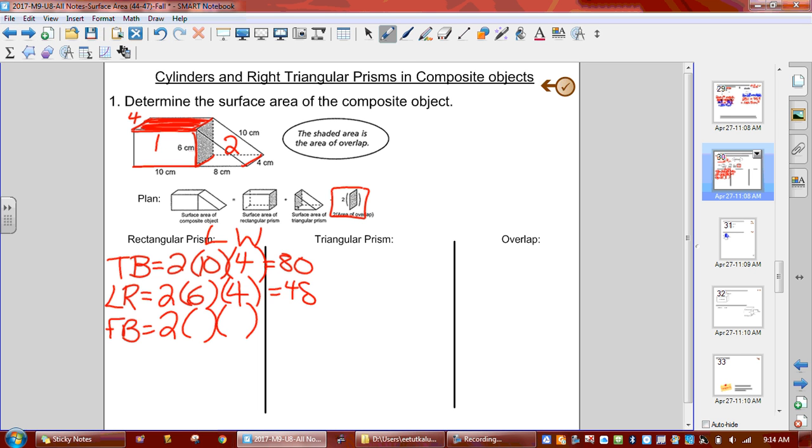Then we need to do the front and the back. The front and the back is this striped side that I'm striping right now. So the striped side, we have a 6 by width and a 10 long. It is 6 by 10, because this is 6 high. So now we take 6 times 10 times 2. That's going to give us 120. And now what we do is we add all 3 of those numbers up.